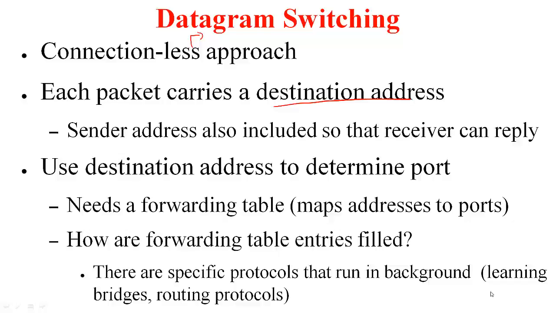Fine, I have a destination address in my packet, but how does this help me determine which output port to send this packet? For this, you need something called a forwarding table which maps these addresses to outgoing ports. And how are entries in this forwarding table filled? There are basically some protocols that run in the background, like routing protocols and learning bridges, that figure out these entries. We will see more of these in the upcoming videos. For now, assume that such a forwarding table is available and it is filled by some background process.